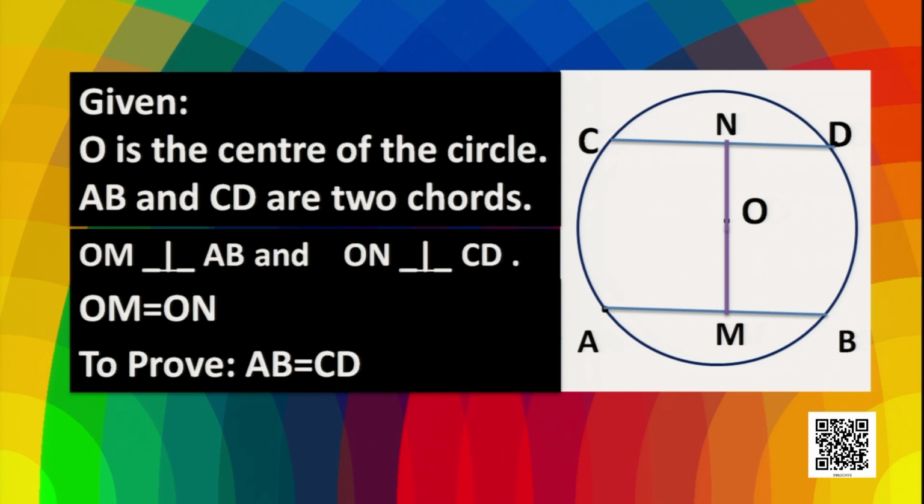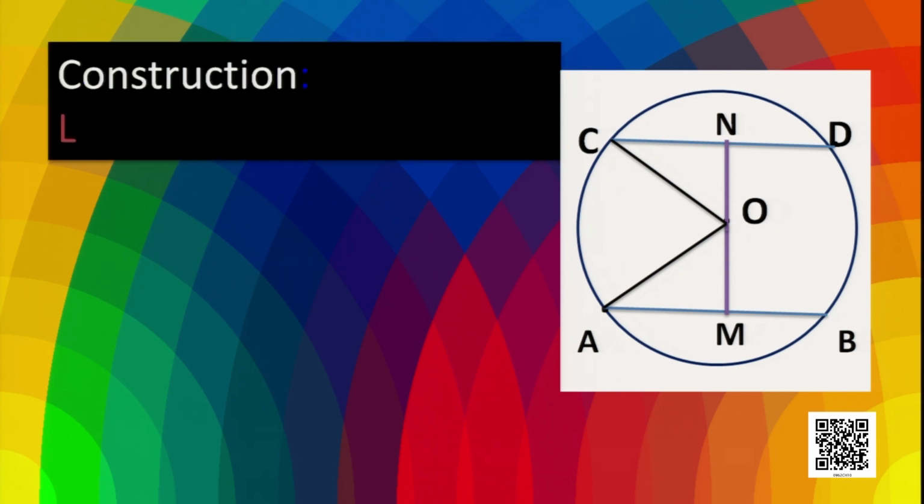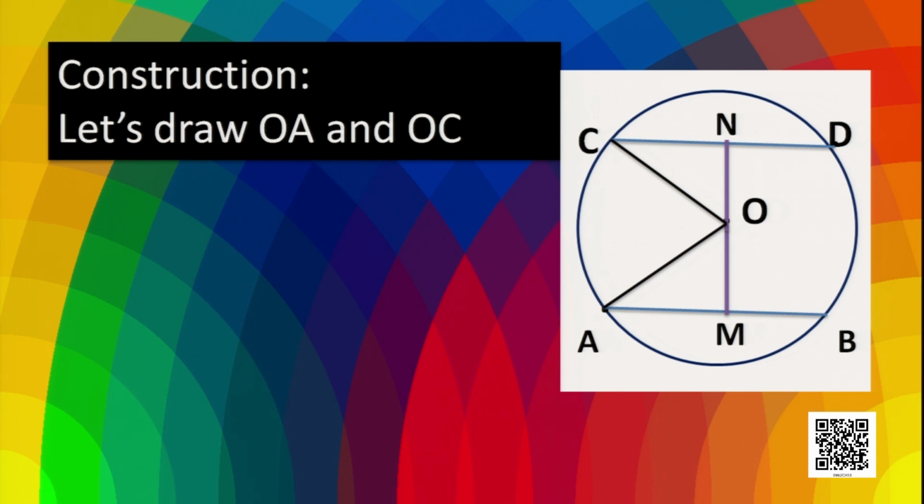To get this, again, as AB and CD are two chords and OM and ON are the perpendiculars drawn from the center onto it, so they are bisected at M and N respectively. So, as a result, AM will be equal to CN. For congruency, we have to prove AM and CN to be equal. So, we need two congruent triangles. So, we draw AO and CO here. In construction, we can write, let's draw OA and OC.